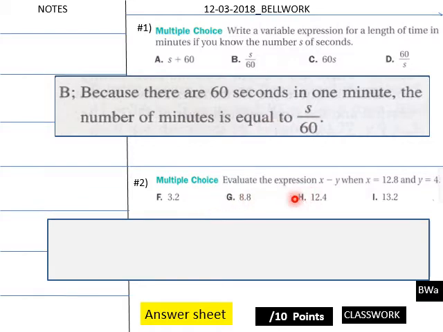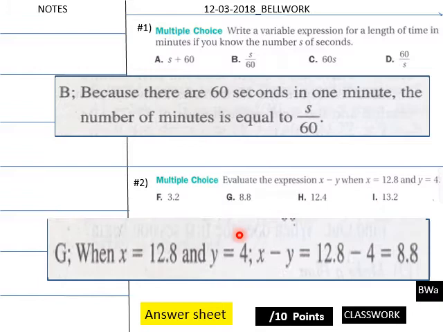And then down here, x minus y, 12.8 minus 4 would be 8.8. So it would be G right here, 12.8 minus 4. And this would be your plug-ins here, 12.8 minus 4 equals 8.8.